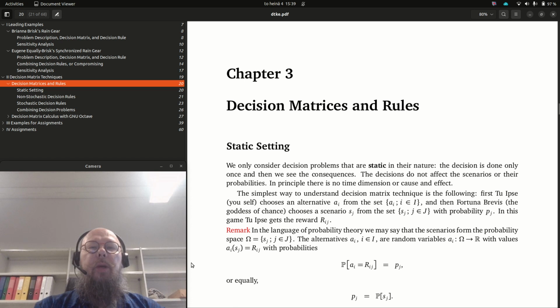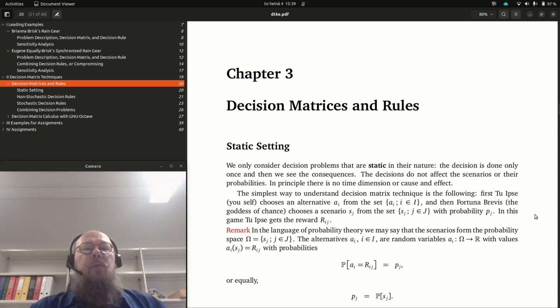So what do we do? We consider decision matrix problems that are static in their nature. By static, I mean that the decision is done only once, and once the decision is done, we see the consequences. So the decisions do not affect the scenarios or their probabilities, and you could say that in some sense there is no time dimension or cause and effect here.